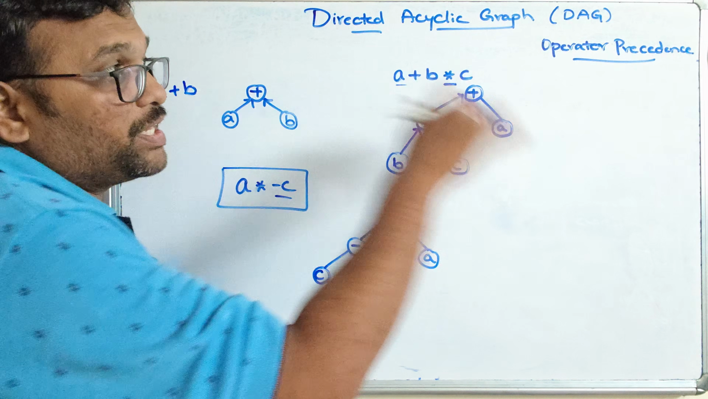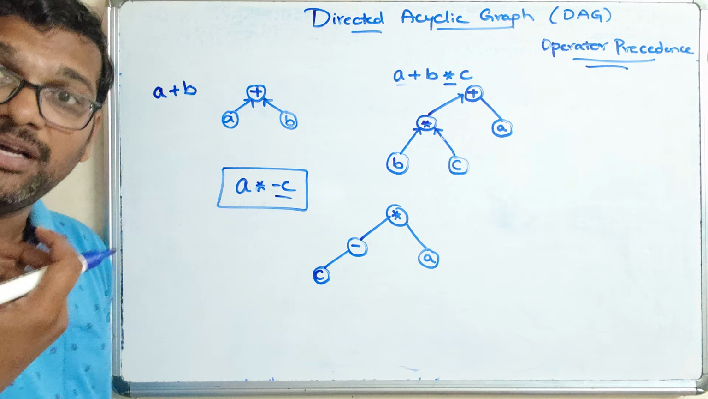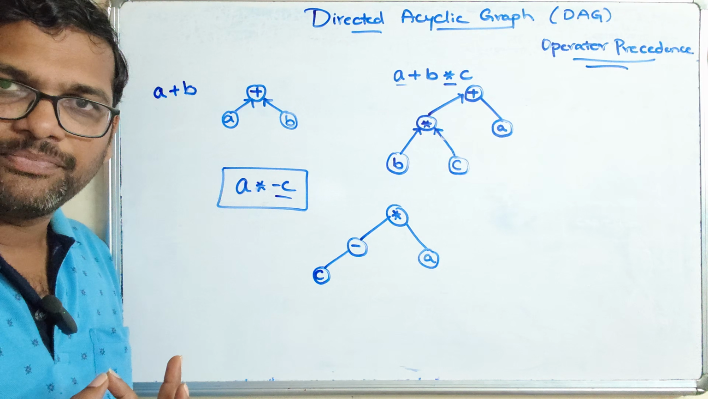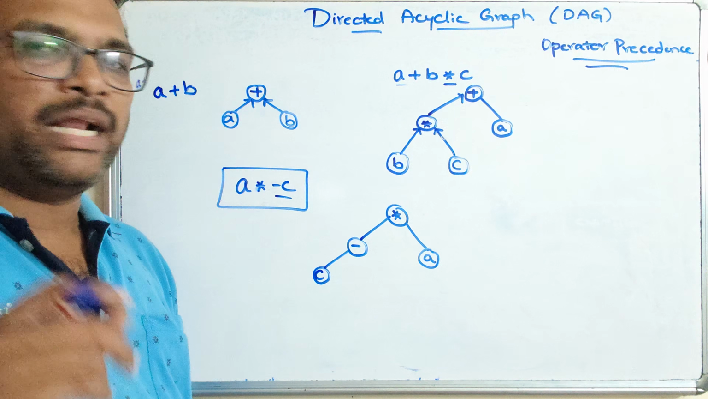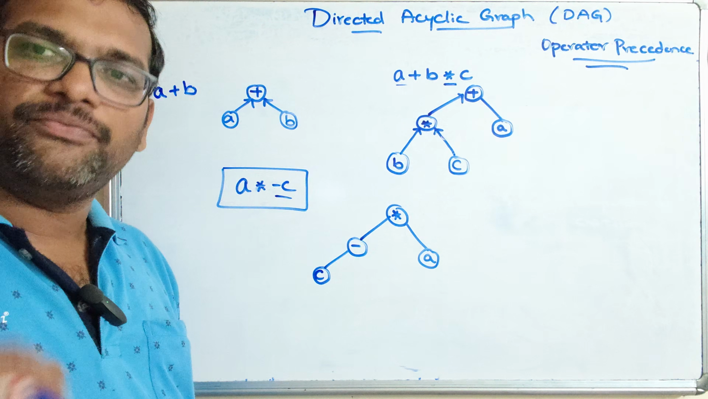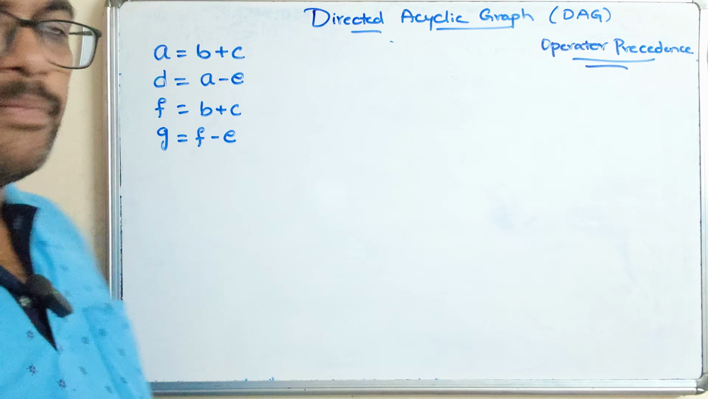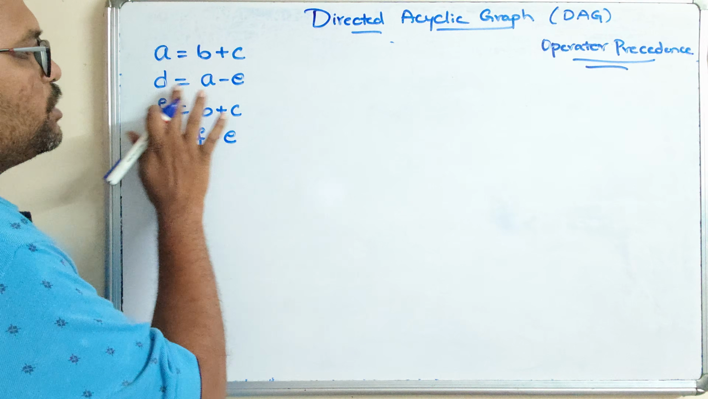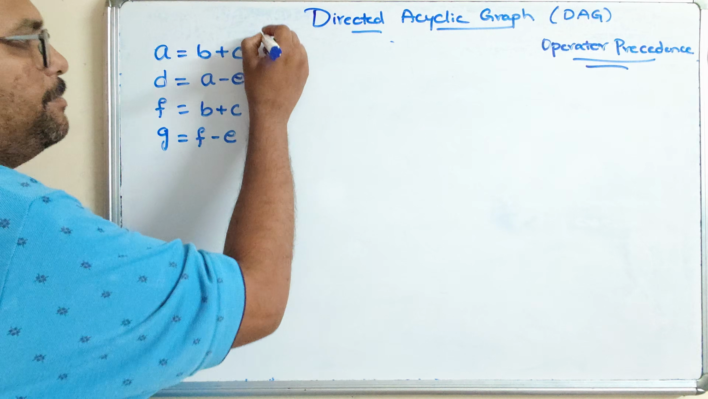Hope you understood. For this we need to know the operator precedence, which operator has the highest precedence. Let us take one more example and I'll stop. In our next session we'll see a few more examples. So let us take this example: A is equal to B plus C, D is equal to A minus E, F is equal to B plus C, and G is equal to F minus E.